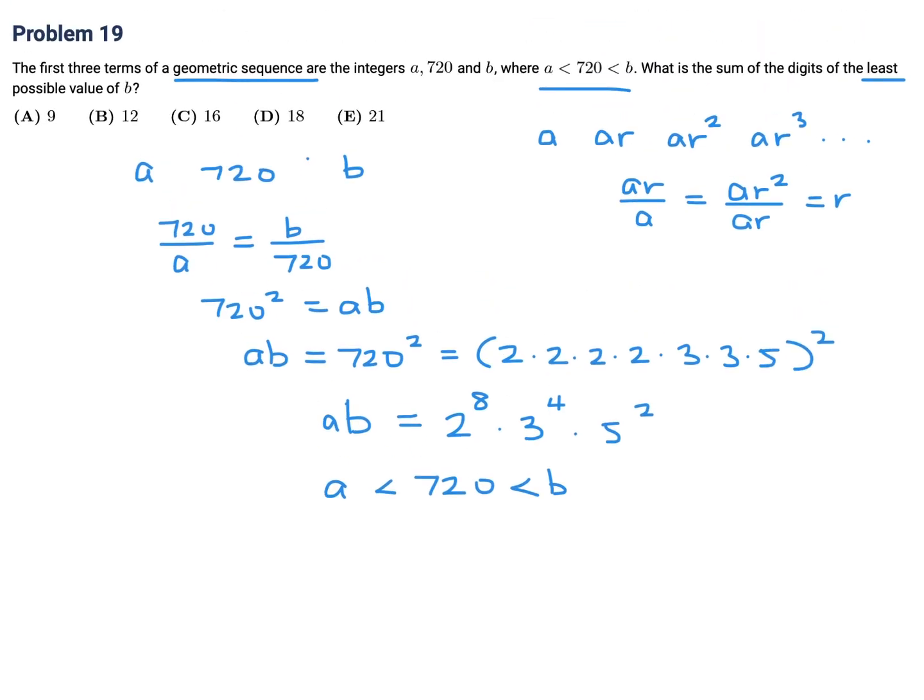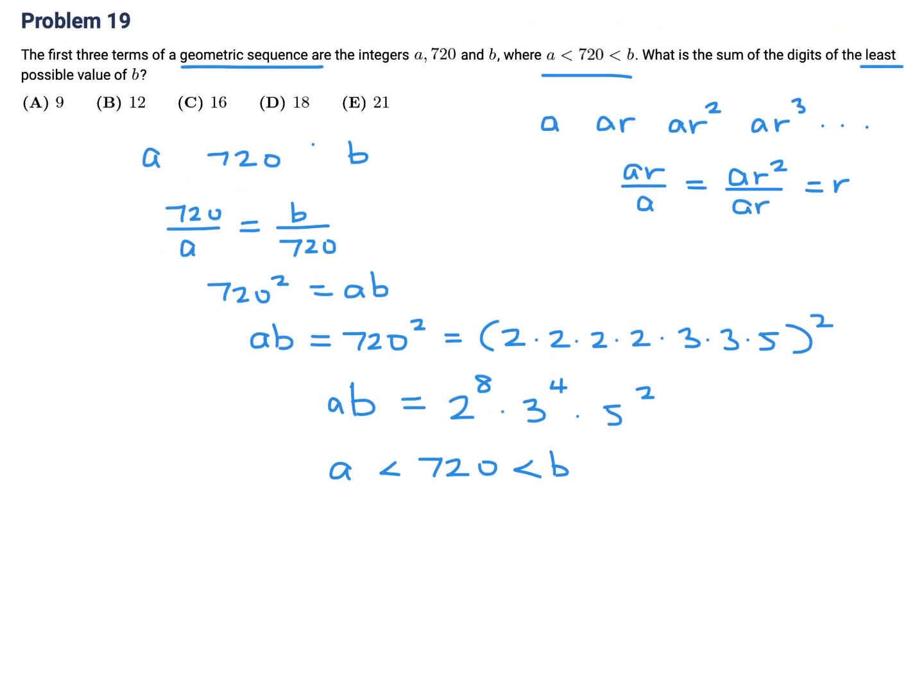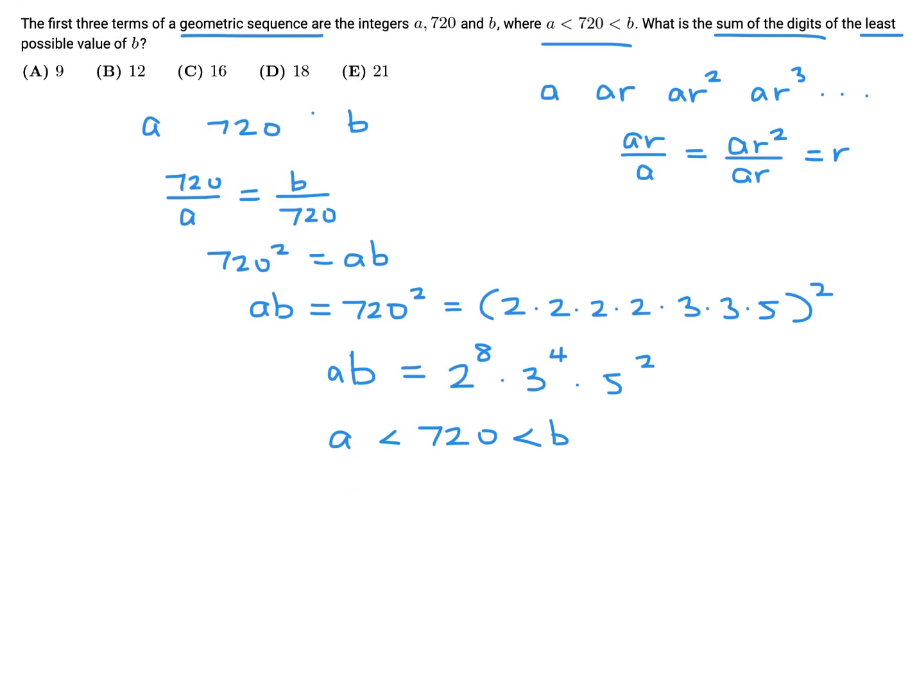And then eventually, what's the sum of the digits? They're being tricky here. They didn't actually give me the value of B, because if they did, it would be much easier. But they didn't give me the value of B. They gave me some of the digits. Okay, so they made it hard.